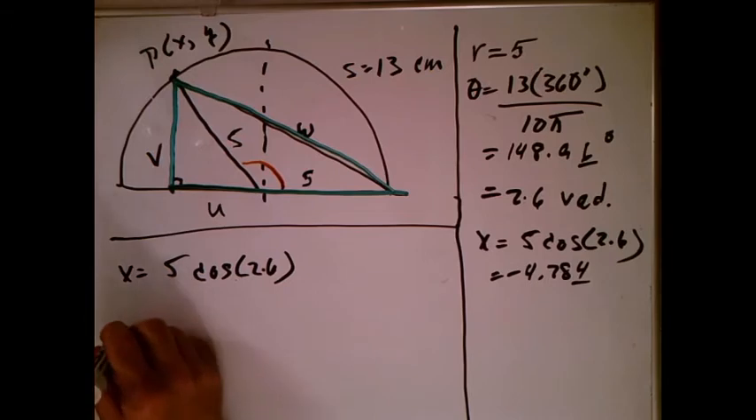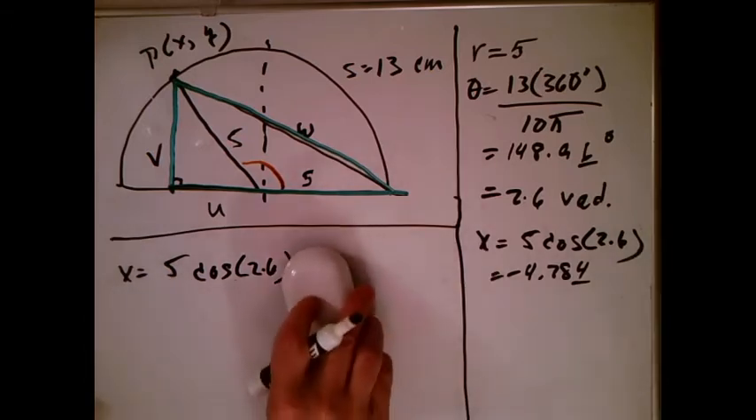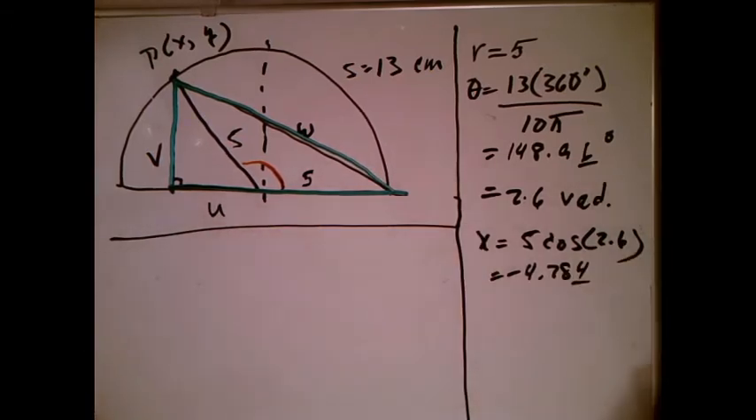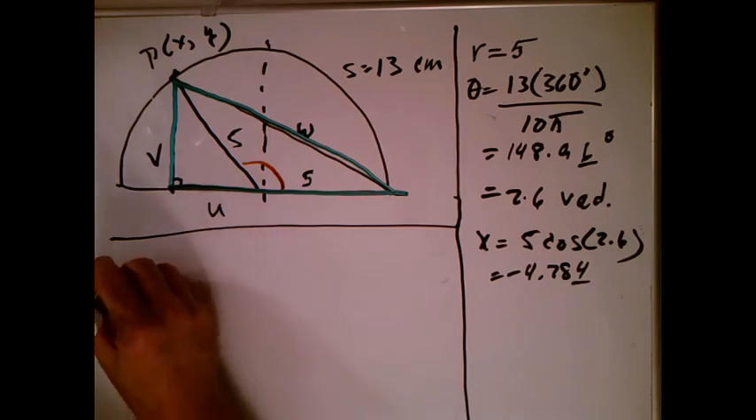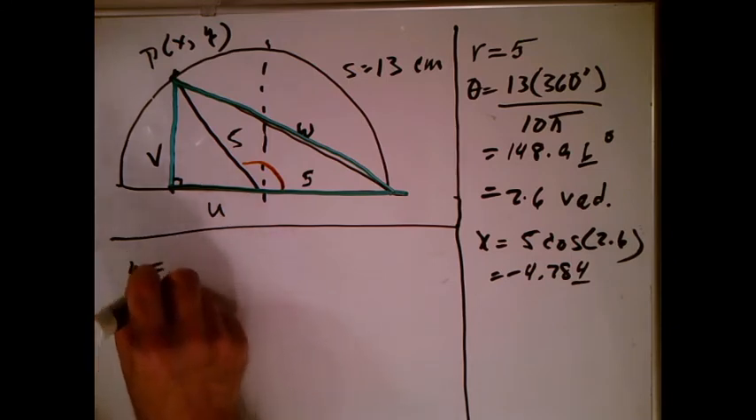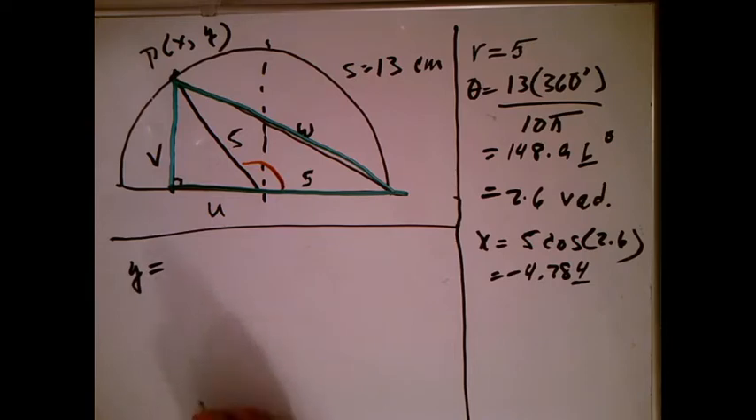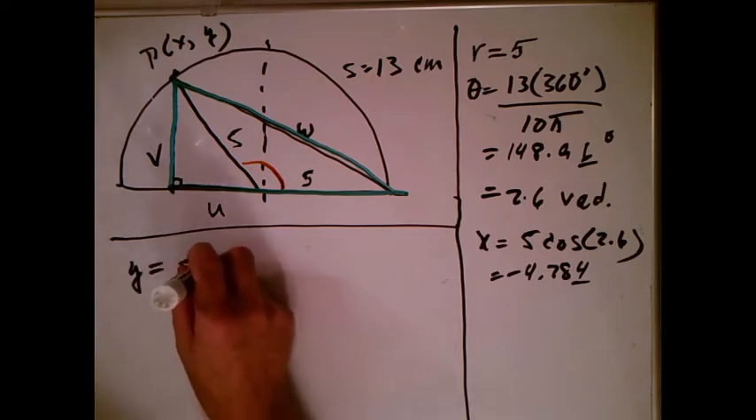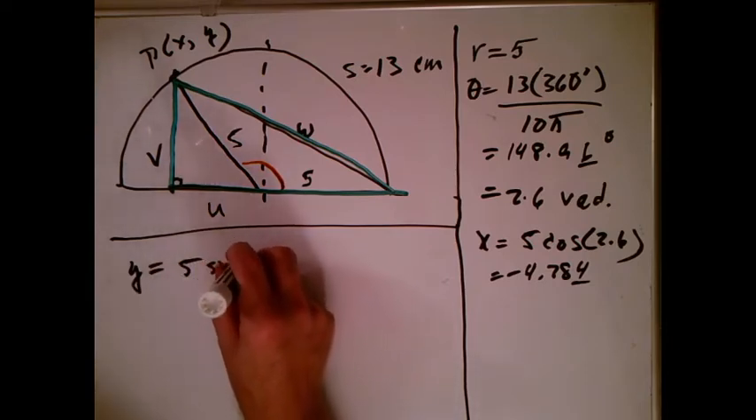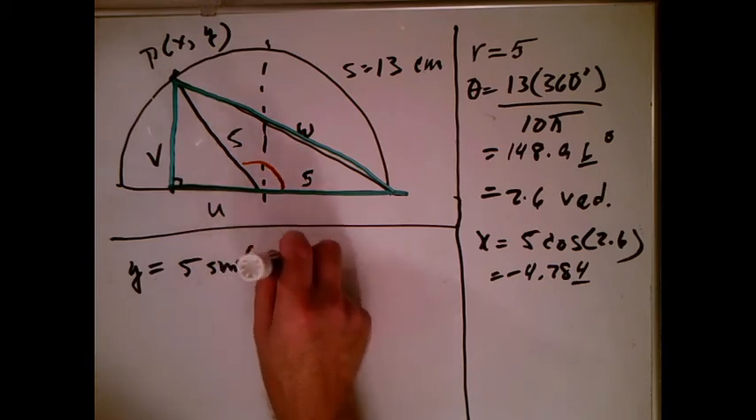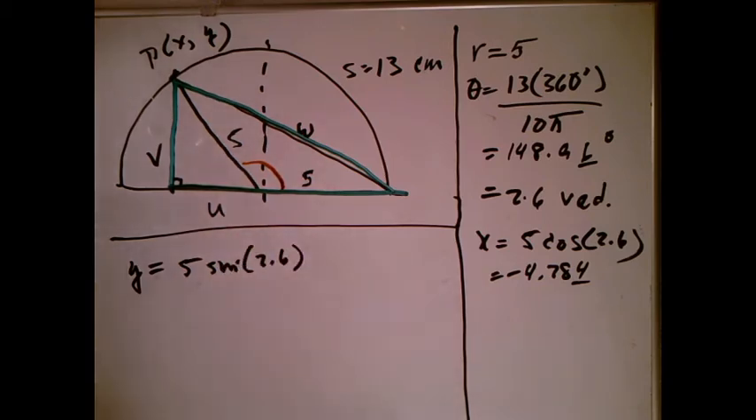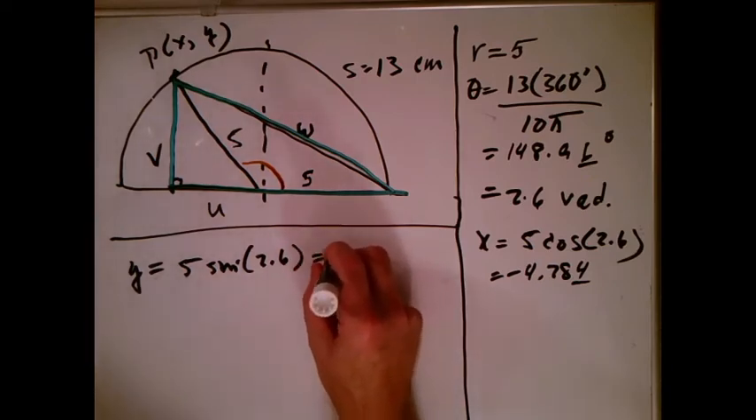Remember, what do we do for y? Well, let's erase this so we can just do y. Y is equal to 5 times the sine of 2.6, like this. My calculator says this is 2.578 when rounded.